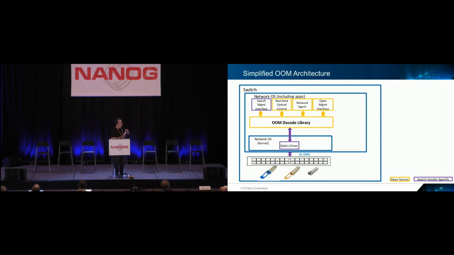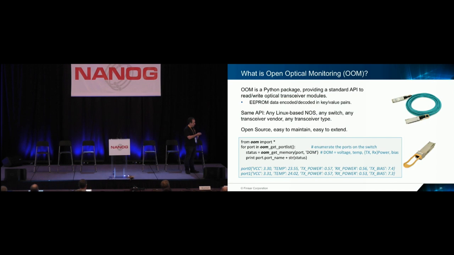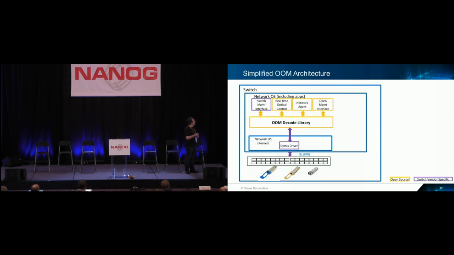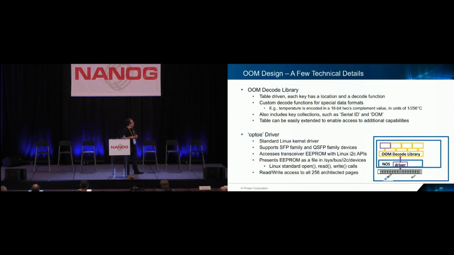So, some high-level block diagram of how it works. Essentially we provided both a decode library, called the OOM decode library, that's already out there, and also, most recently, a universal optics driver that can provide multi-access to the I2C interface for a multiplicity of switch and white box combinations, and I have some information on that coming up. So a few technical details, and again, I'm an optics guy, so I have to trust our software guys who gave me this slide.